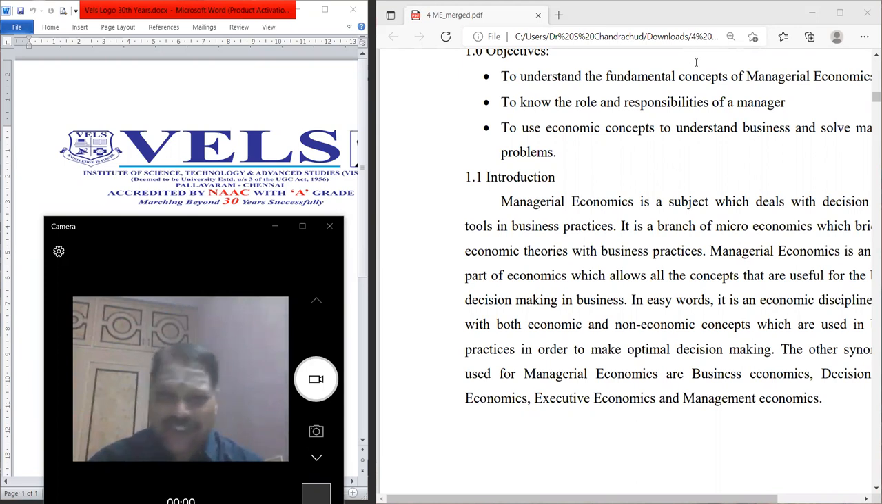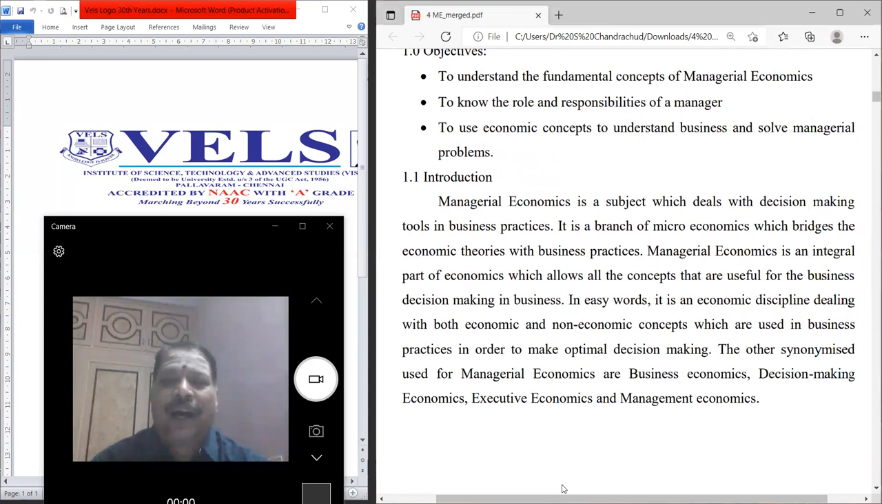The purpose of the study is three things: to understand the fundamental concepts of managerial economics, to know the role and responsibilities of the manager, and to use the economic concept to understand the business and how to solve managerial problems. Let us start with that.